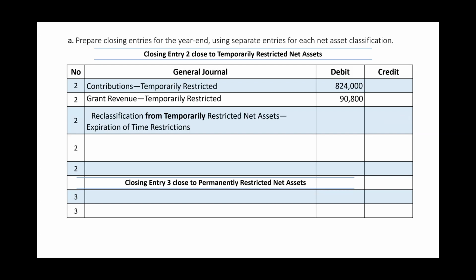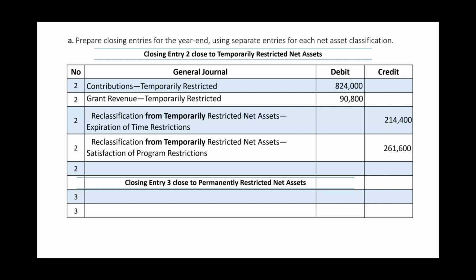When we reclassified from temporary to unrestricted, we had to debit the temporarily restricted net assets account to decrease it. So it left it with a debit balance, meaning we needed to close it with a credit balance, which we'll do here. That's that $214,400. And then we have the second reclassification for $261,600. And then again, we are going to close everything out to net assets. So add your debits, add your credits, the variance gets closed to your temporarily restricted net assets account.